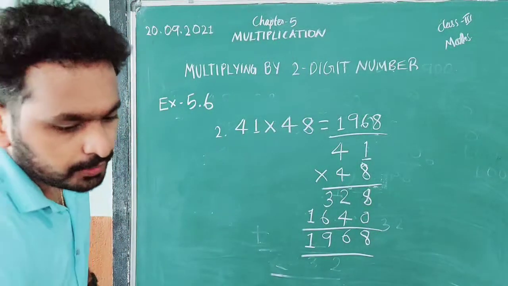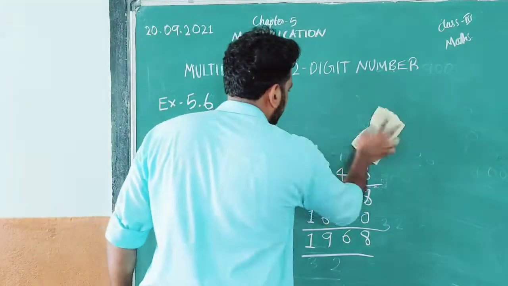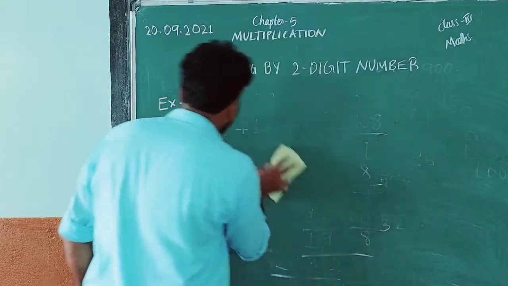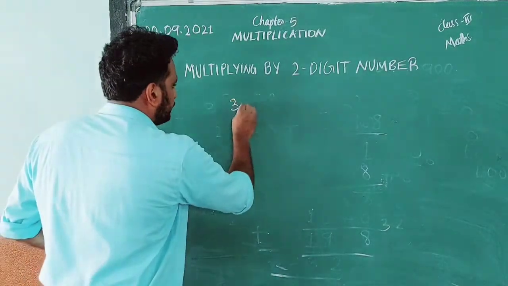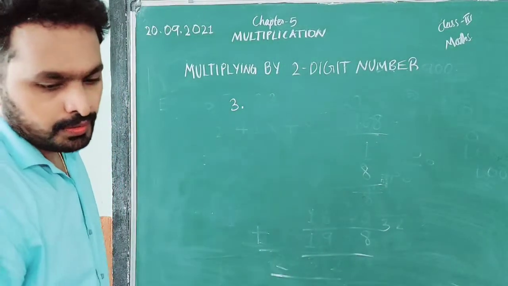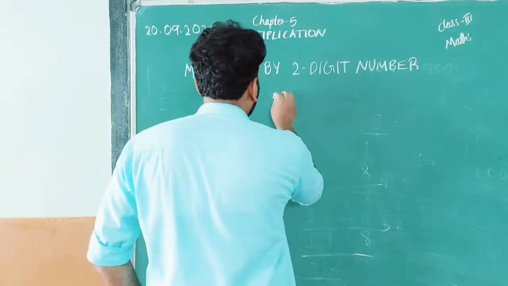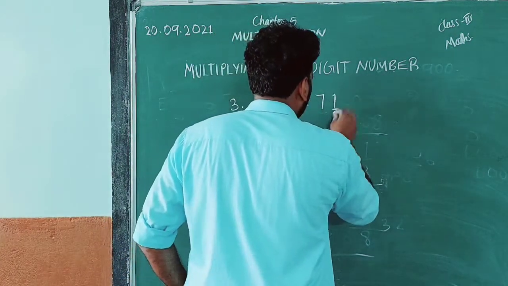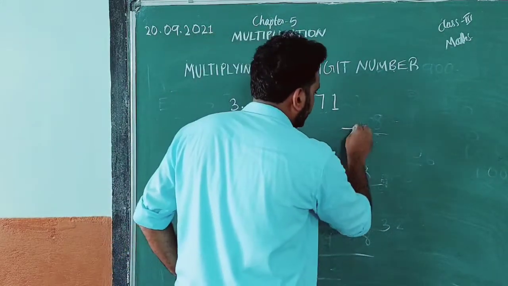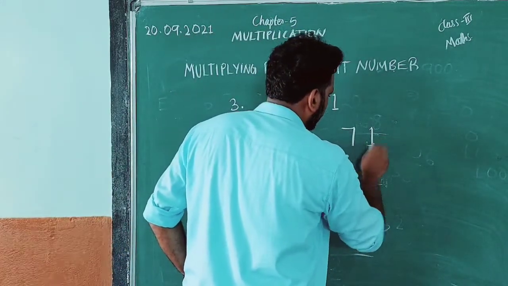1968. Understood? So students, one more question. Question number 3. 14 into 71. Students, let us write the bigger number first. 71 into 14.